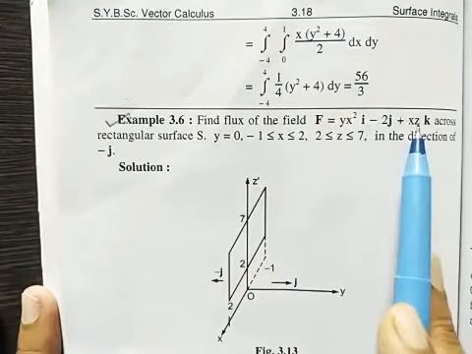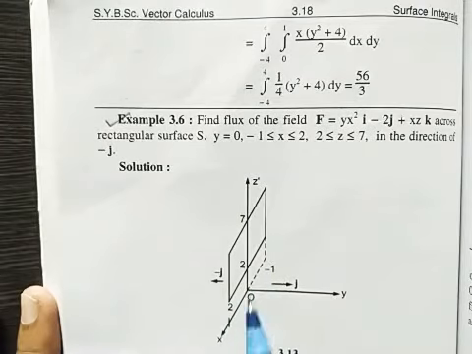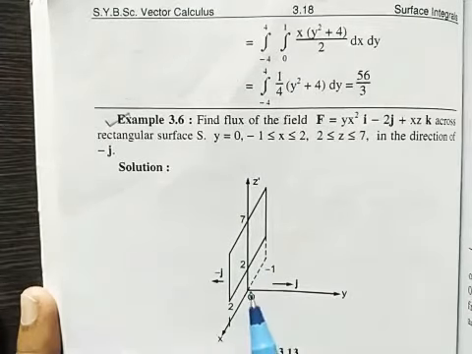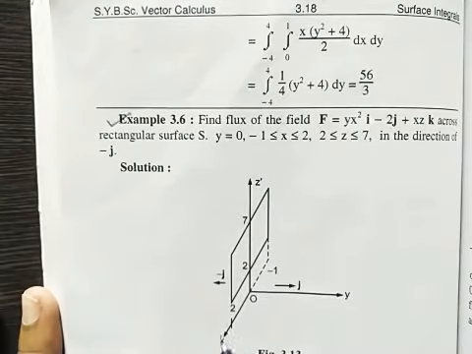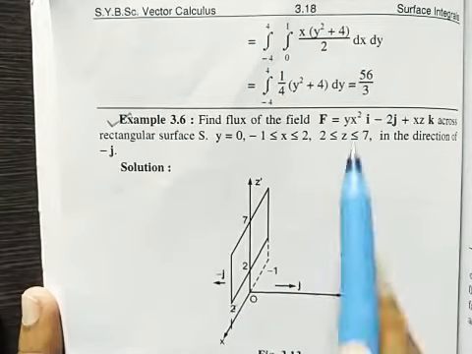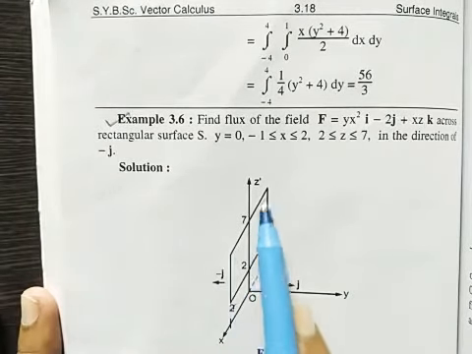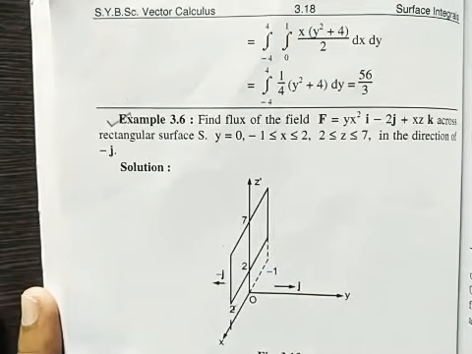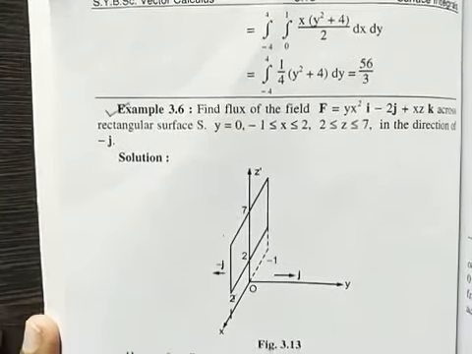This field is given, which is the surface, y is 0. Now this is x axis, y axis, z axis. Y is 0. X varies from minus 1 to 2. So this is x axis. So x varies from minus 1 to 2, and z varies from 2 to 7. So z varies from 2 to 7. Okay, this is the given surface. This is the field. Now we will use the formula here.